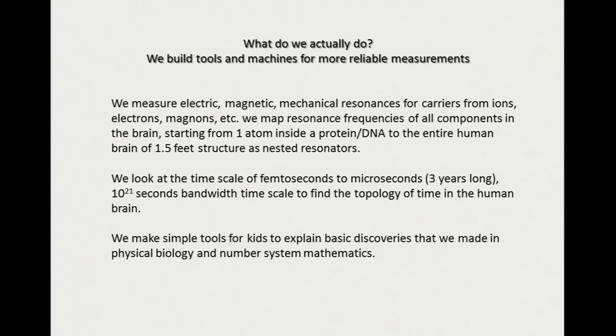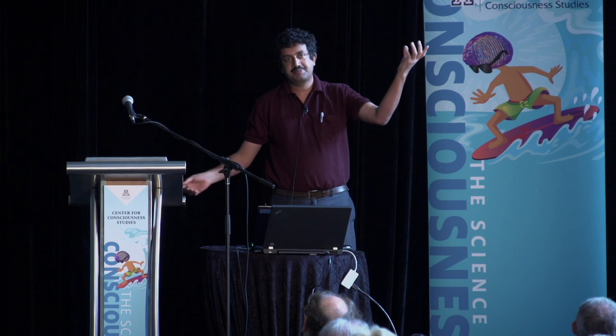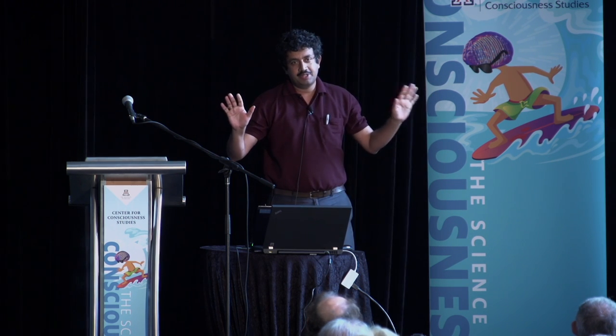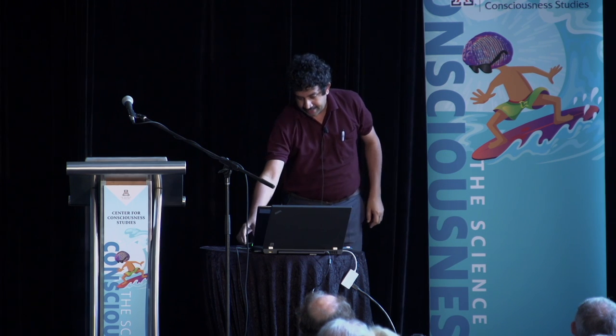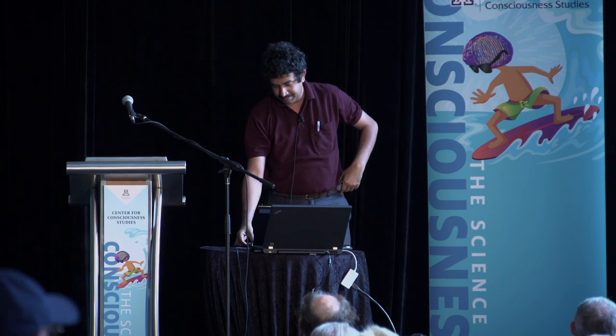So what we actually do, we measure all kinds of vibrations and their frequencies. We are not limited to particular ionic resonances that happen in the kilohertz scale, or particular kinds of carriers, say, electrons or magnons. And scales are also free. That means we can go down to a single atom in the DNA molecule, or inside a protein molecule, inside a single alpha helix, or we can go to, by creating a 3D printed structure of the entire human brain and cavities. And time is also free. We move from femtosecond scale to microseconds, or even slower. And also we make little tools to understand what are the fundamental principles of biological information.